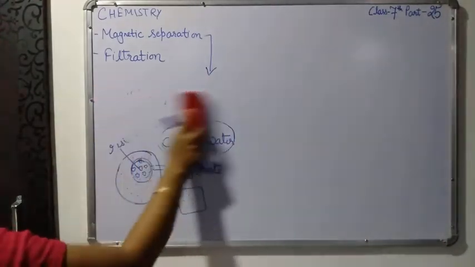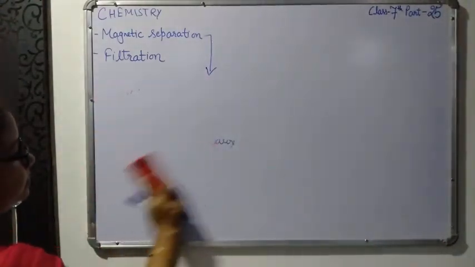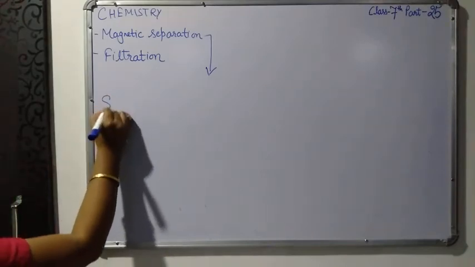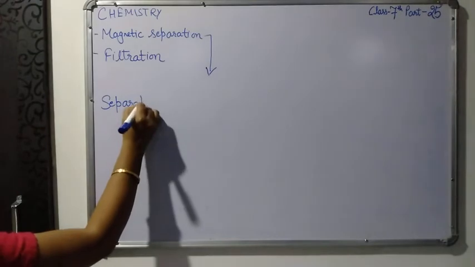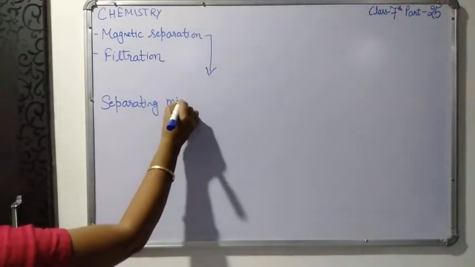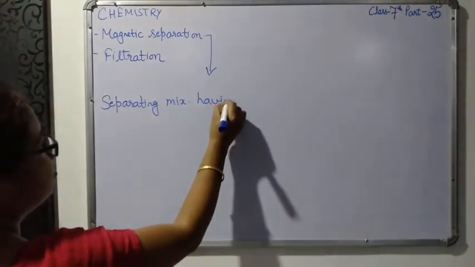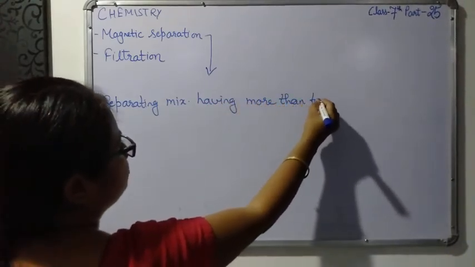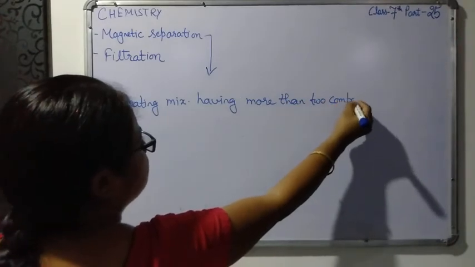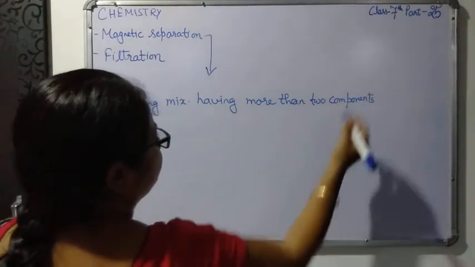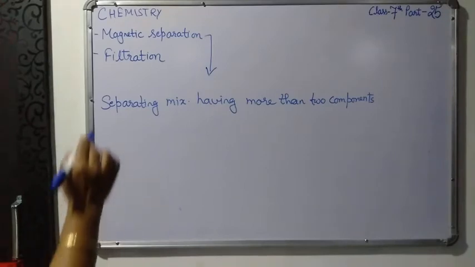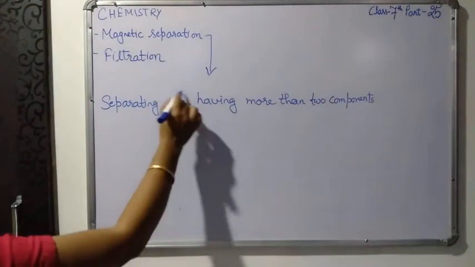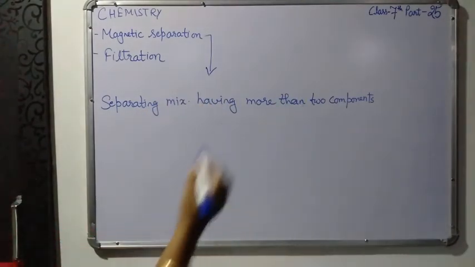Now the last topic of this chapter is separating mixtures having more than two components. Till now you have seen only mixtures of two components. Now suppose your mixture has more than two components.